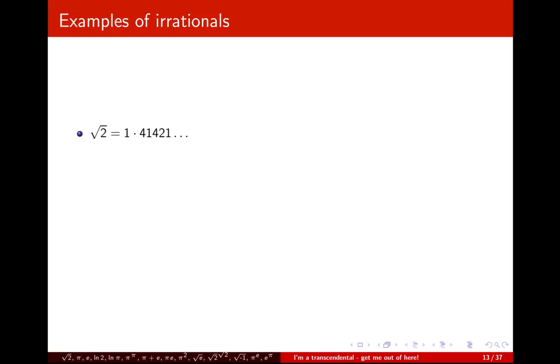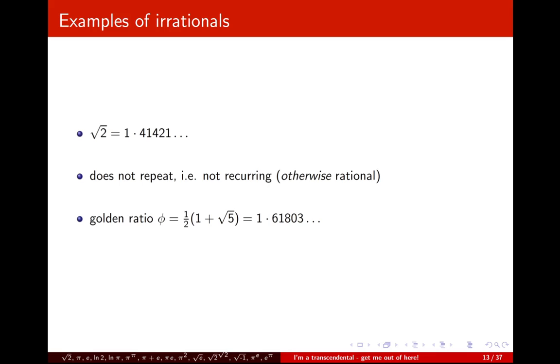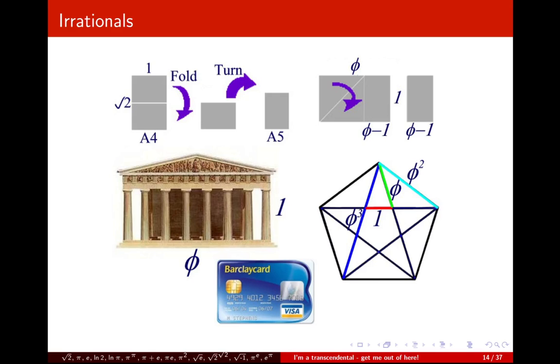This is the most common of examples, the square root of 2. It doesn't repeat itself, it's not recurring, otherwise it would be rational. The golden ratio is also another example of an irrational number. You can see examples of where the golden ratio appears in folding of paper, in the pentagon shown, the aspect ratio of some famous ancient buildings, and indeed in the design of a credit card.